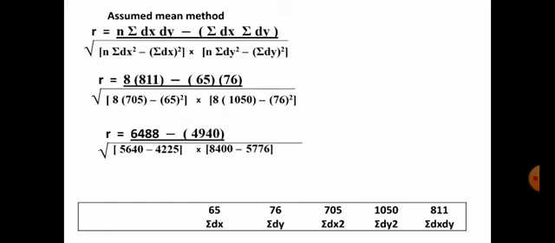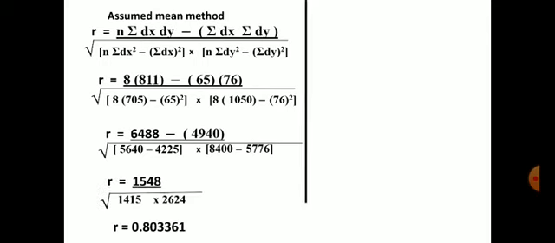This is 6488 minus 4940 divided by square root of 5640 minus 4225 into 8400 minus 5776, right? Once again, you have to subtract in the numerator part as well as inside the bracket. You have to subtract in the denominator part as well. Once you do all those things, you will get the r value: r is 0.803361.